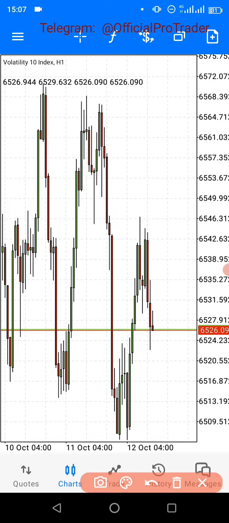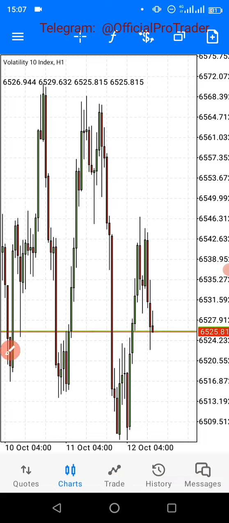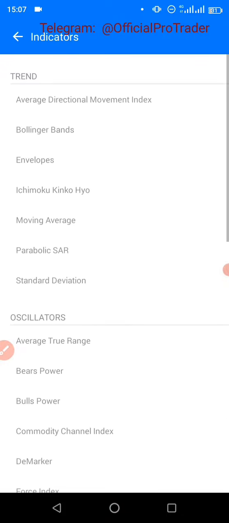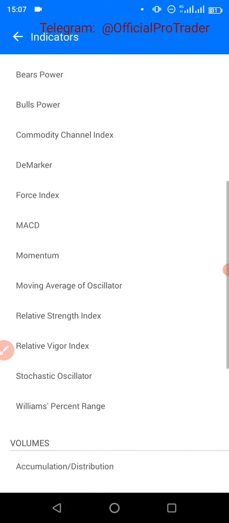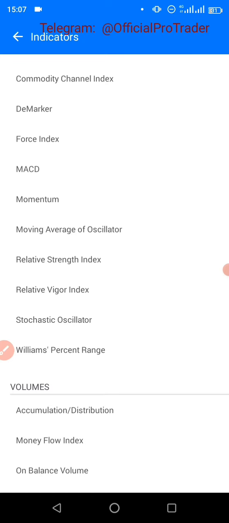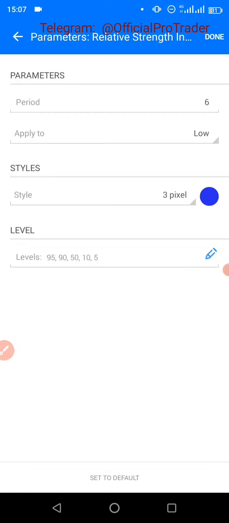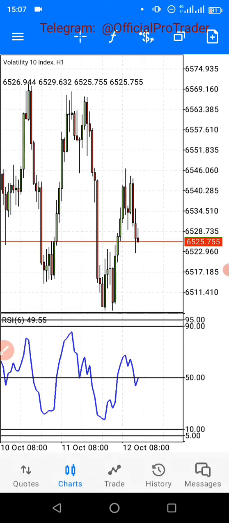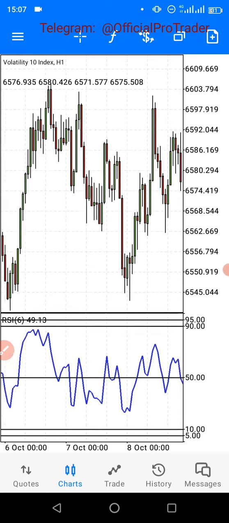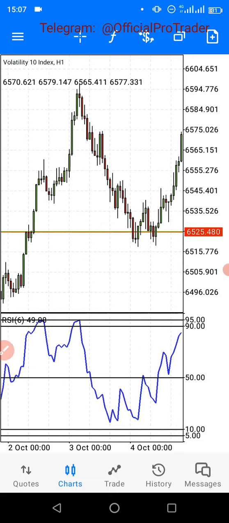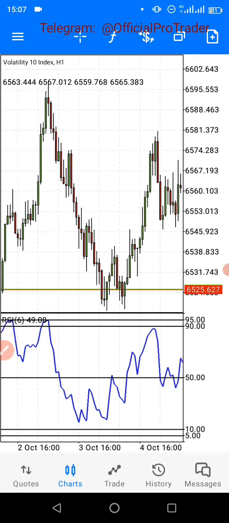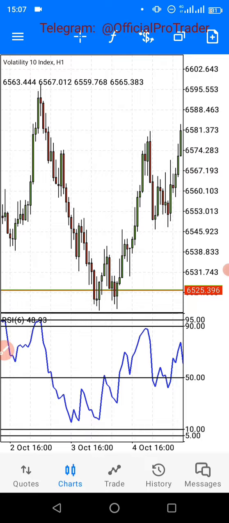So I'm going to insert an indicator because it works with an indicator. Several people use different types of indicator, but I'm going to use the RSI. It's one of the major indicators for spotting divergences. The relative strength index period 6 is what I'm using. You can use the default period, which is 14, but I prefer to use period 6. All right, so we have this here. So let's locate a typical example of a regular divergence.